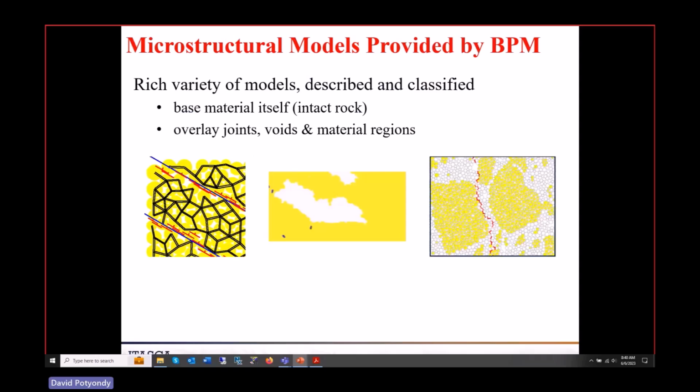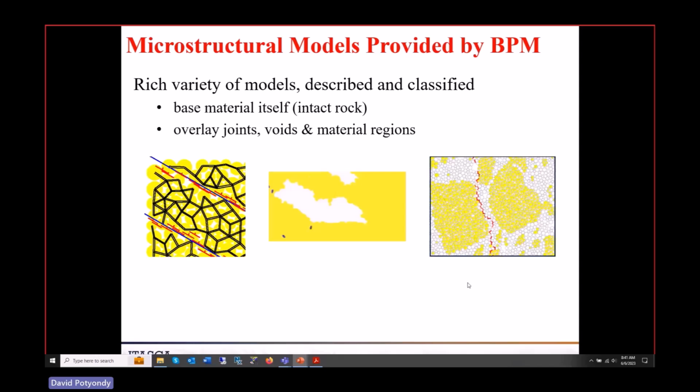Let's just do a high-level overview of the sorts of different microstructural models that you can construct. So you could start with a whole bunch of discs, and we can overlay on that these joints. We think of that as a base material, and we can overlay joints on there. We can carve out material to make voids. And here's a collection of white discs.